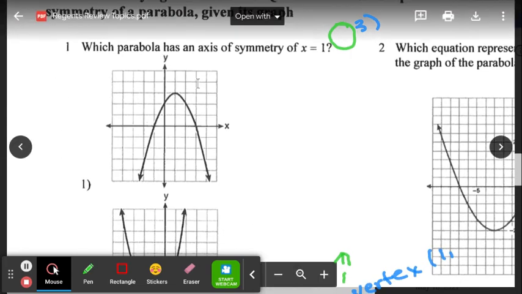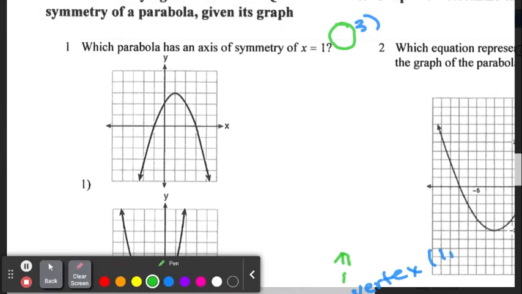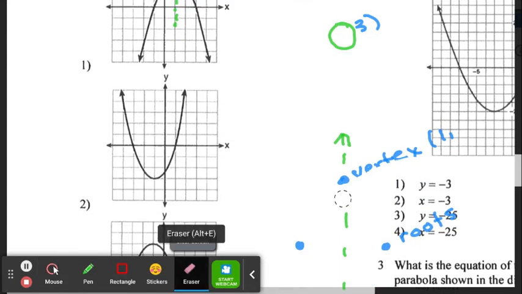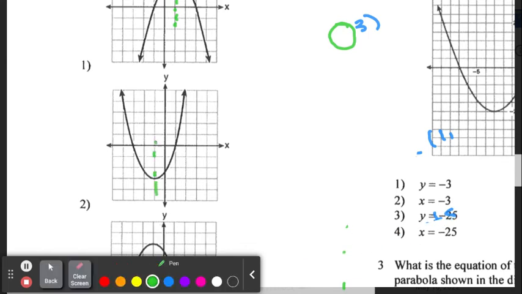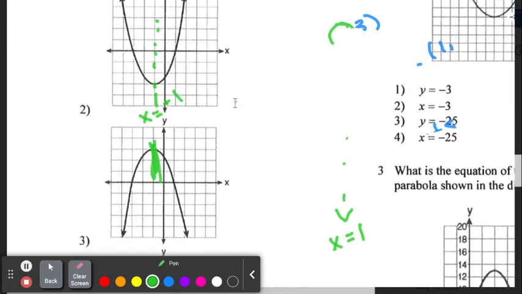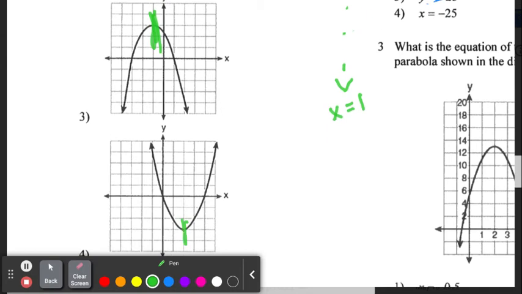Alrighty. So question number 1 says, which parabola has an axis of symmetry of x equals 1? Well, I can tell you it's this guy, because remember, the vertex was the point 1, 3. It crosses at x equals 1. If you look at the other ones, there's my writing from before. This axis of symmetry here is at -1, not 1. Again, this axis of symmetry is at -1. And this one is at 2.